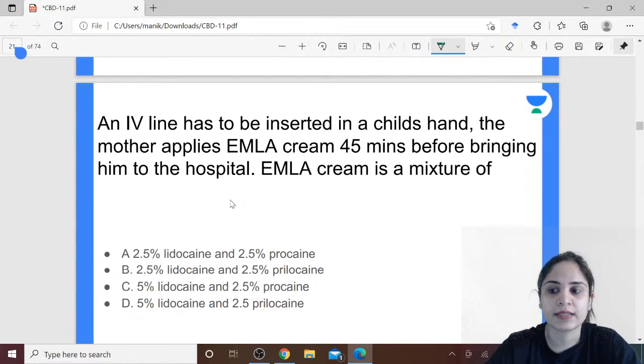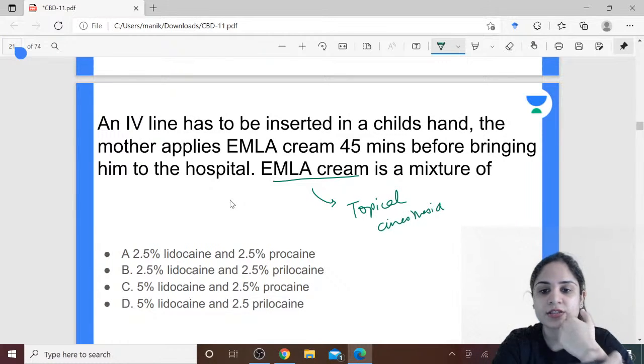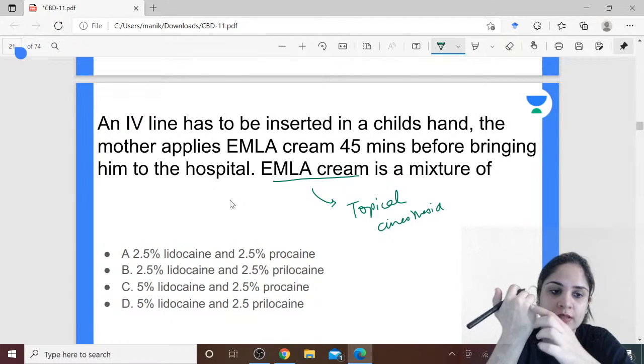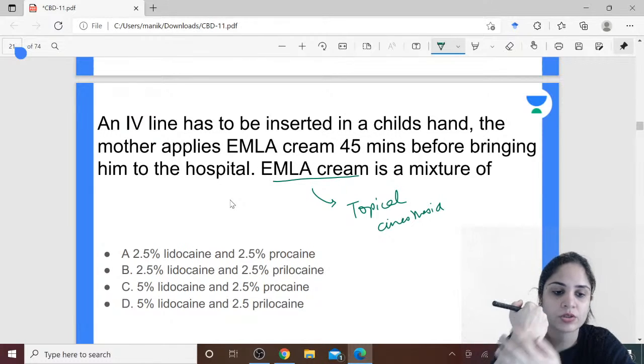So what is EMLA cream a mixture of? First of all, what is EMLA cream used for? Remember, whenever you want to give topical anesthesia, what is topical anesthesia? If you want to reduce the sensations over a small area of the skin. Suppose I have a small wart, I want it cauterized and removed, or suppose I want to put an IV line. The most common thing is an IV line.